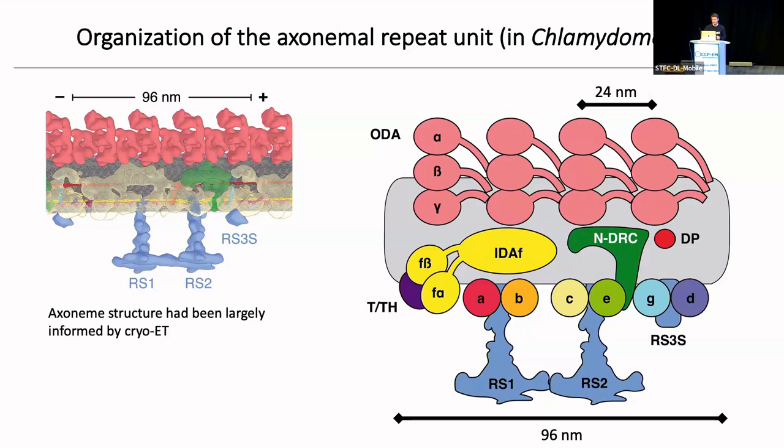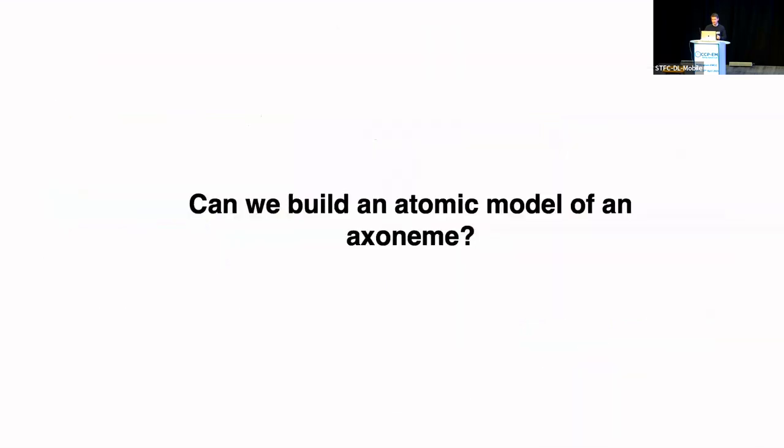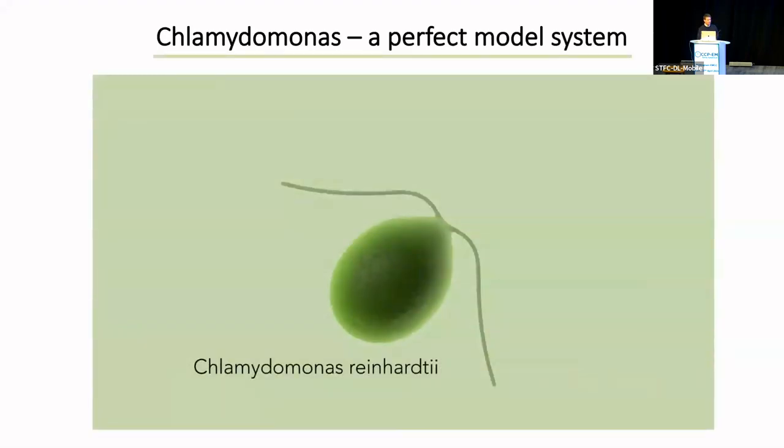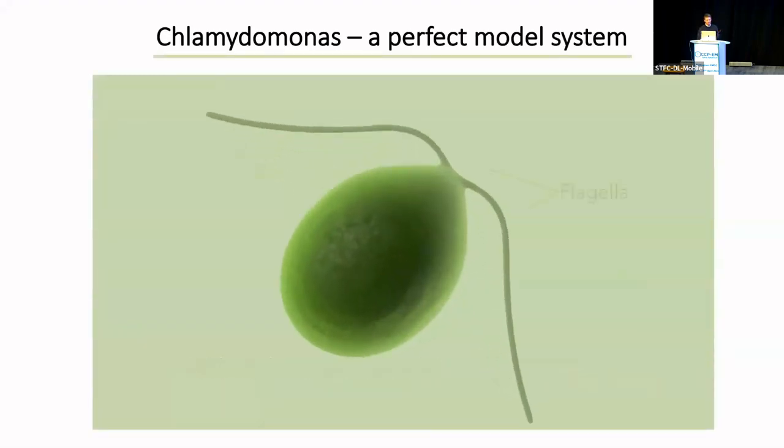But when I started my lab 5 years ago, we really wanted to see if we could obtain higher resolution information that would allow us to build an atomic model of an axoneme. To do this, we needed a model organism. And for that, we used Chlamydomonas reinhardtii, which is this green alga. It has 2 beautifully long cilia.